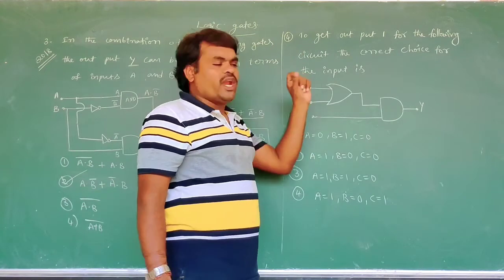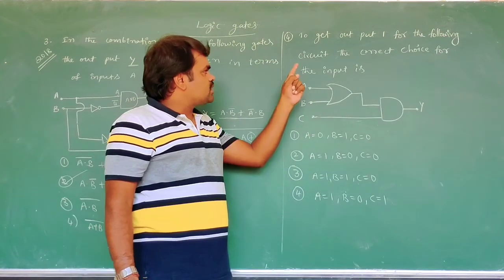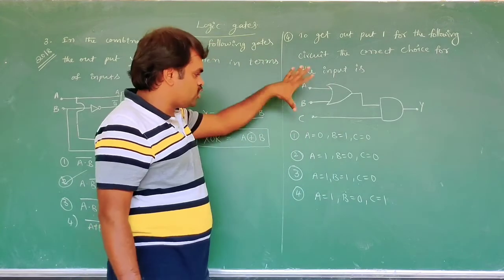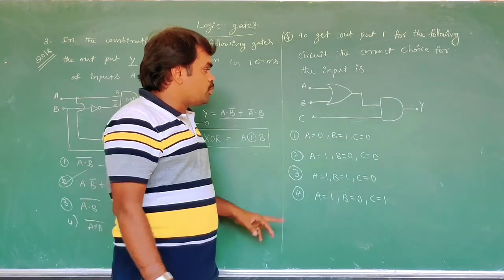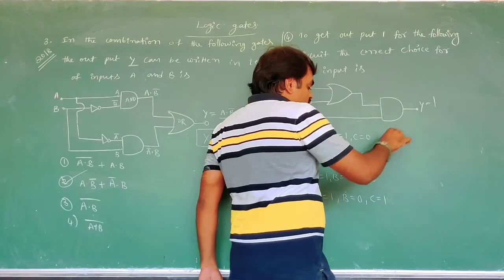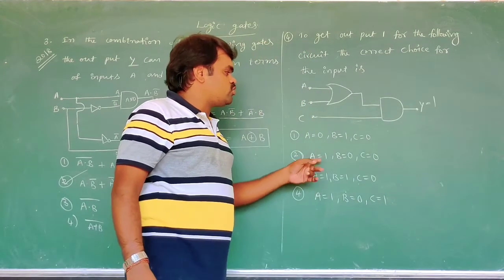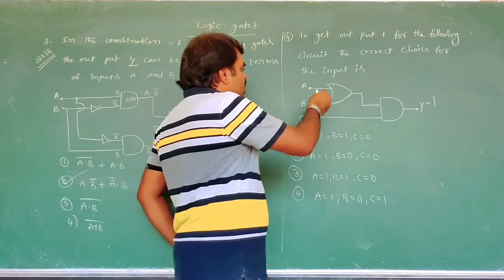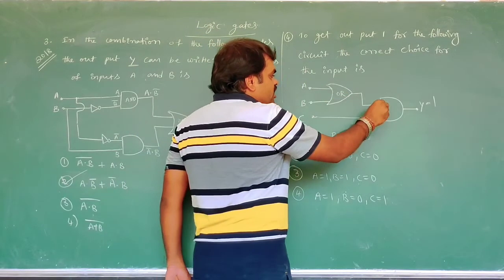To get output 1 for the following circuit, the correct choice for the inputs is. The circuit is given and they are asking for output 1. In these inputs, which one gives the output 1? Now, here it is the OR gate, and here it is the AND gate.